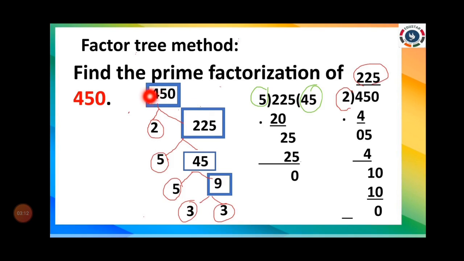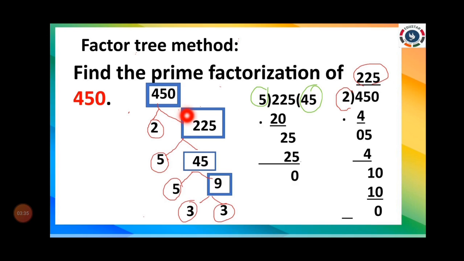Factor tree method, as you already know. Find the prime factorization of 450. So write 450 first. Now you check. When you are finding the prime factorization of a given number, you have to use only prime numbers. Don't use any composite number. You want to use what we studied in prime numbers.